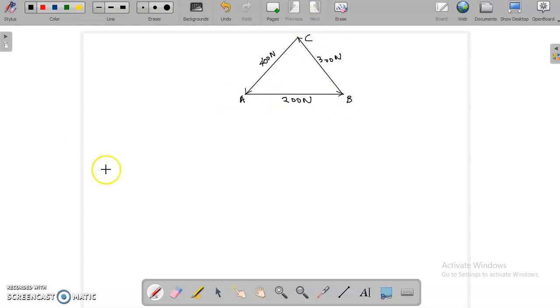Okay, so here you can see sigma Fx is not equal to zero. You have to find the resultant, right? So you have to find the value of sigma Fx. The angles are 60 degrees, this is also 60 degrees. So Fx equals 200 minus 300 cos 60 minus 400 cos 60, which is equal to minus 150 Newton.